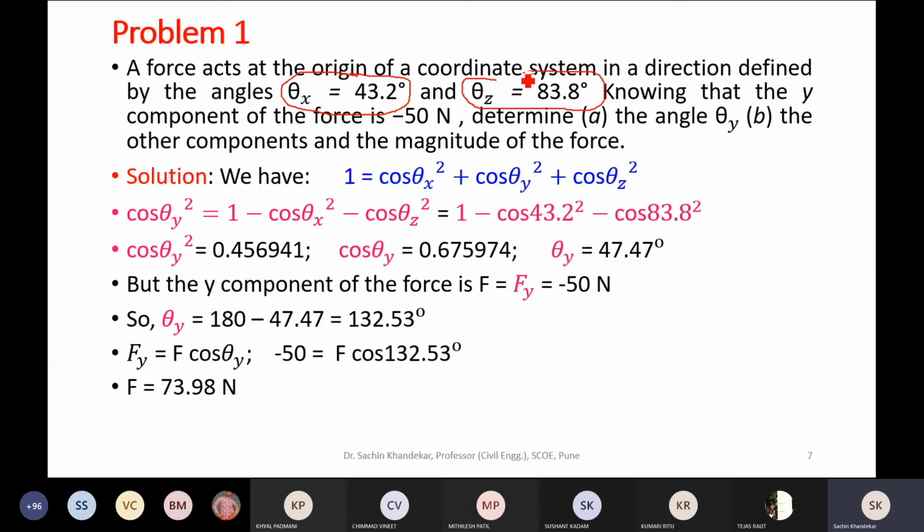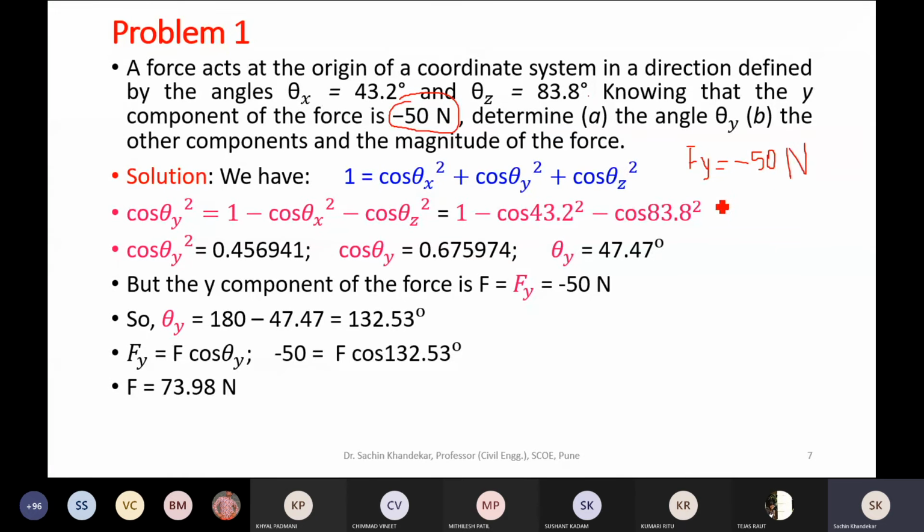Next, theta z is equal to 83.8 degree. Again theta z is less than 90 degree. That means the z component of the given force must be in the positive z direction. So here theta x and theta z have been given. Knowing that the y component of the force is minus 50 newtons. Now please note that what is given here, Fy is minus 50 newton.